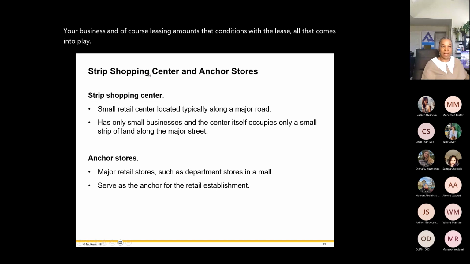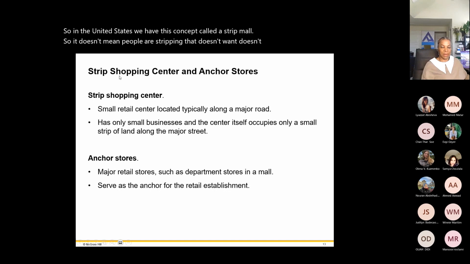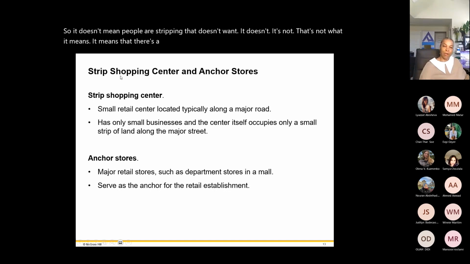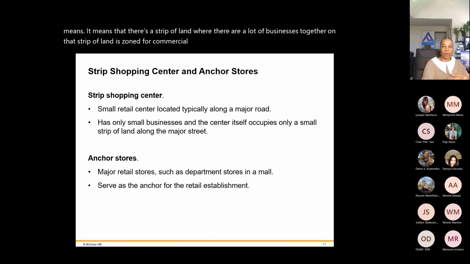In the United States, we have this concept called a strip mall. It doesn't mean people are stripping. That's not what it means. It means there's a strip of land where a lot of businesses are together, and it's zoned for commercial properties. So as I said before, it's along a major road.